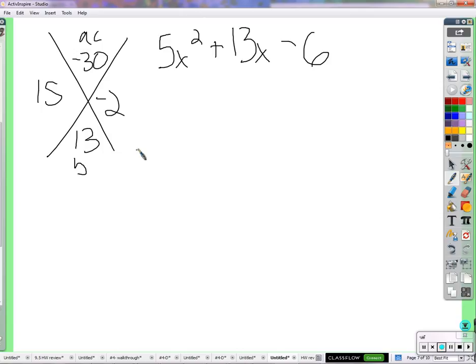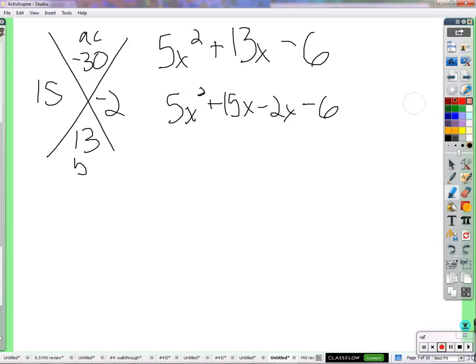What do we do now that we know 15 and negative 2 are the magic numbers that we wanted? You apply them to the problem. You're gonna put them in between. Okay, guys, stop. I'm trying to talk. Okay, 5x squared, and then you're gonna do plus 15x minus 2x. And then minus 6. Yes, there's your problem. Now you do the highlighter thing. Okay, we're gonna erase it.